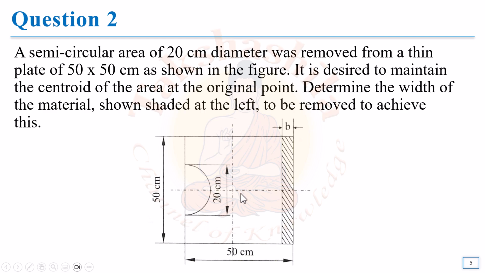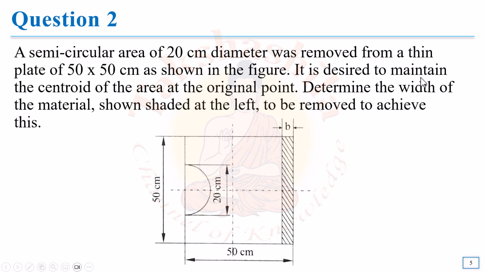So what will obviously happen? Initially, we had a square plate. It was having a centroid. When you cut out some area from here, what will happen to the centroid? Centroid is basically the point about which the area is equally distributed. So when you remove some area from here, the centroid will automatically get shifted to your right side.